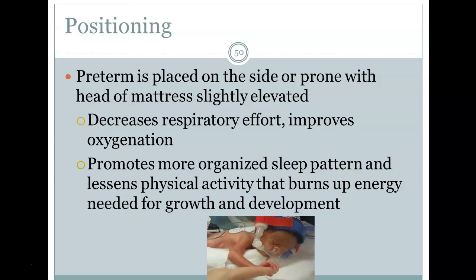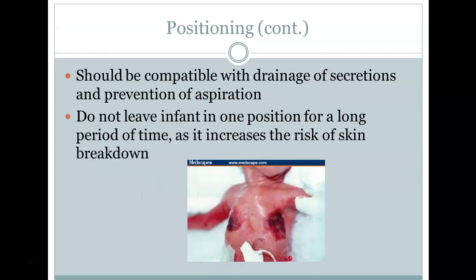Positioning is key in the preterm infant. You want to place them on their side or in a prone position with the head of the mattress slightly elevated, like you see here with this preterm newborn. It decreases their respiratory effort and improves their oxygenation. It promotes a more organized sleep pattern and lessens the physical activity that's required, which is burning up energy needed for growth and development. It should be compatible with the drainage of secretions and prevention of aspiration. And you never want to leave the preterm infant in one position for too long. Because their skin is so fragile and thin, they have a high risk of skin breakdown. This is a picture of a preterm infant that had skin breakdown from being left on the chest too long.